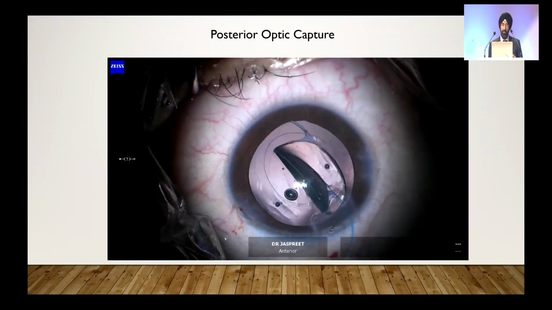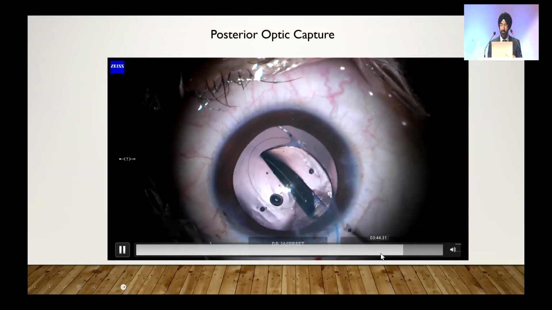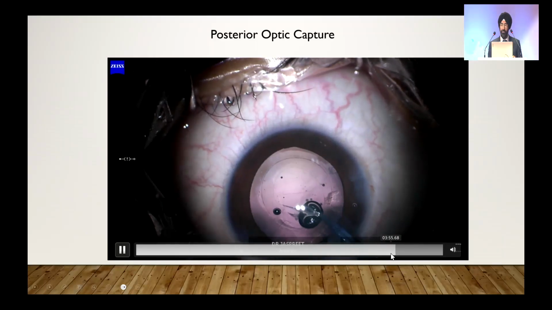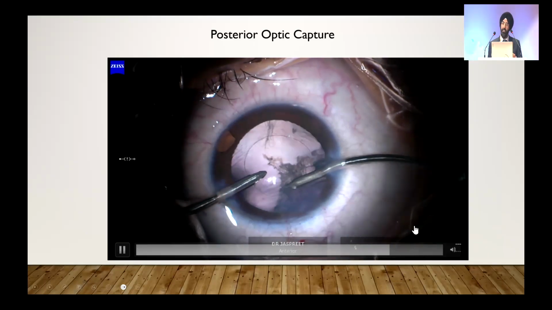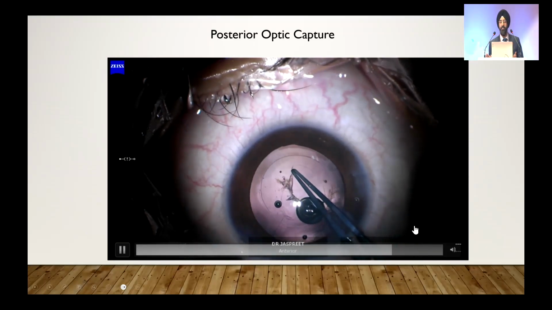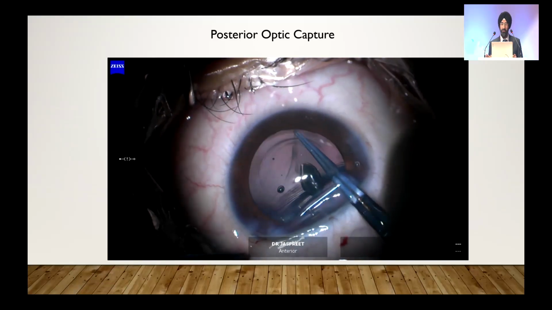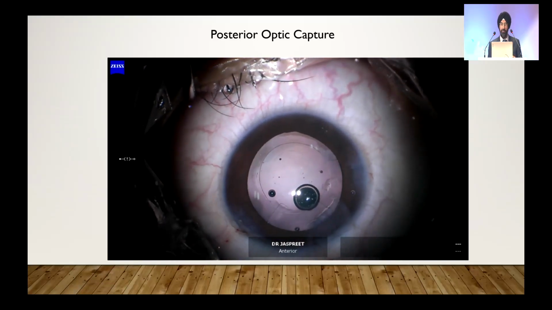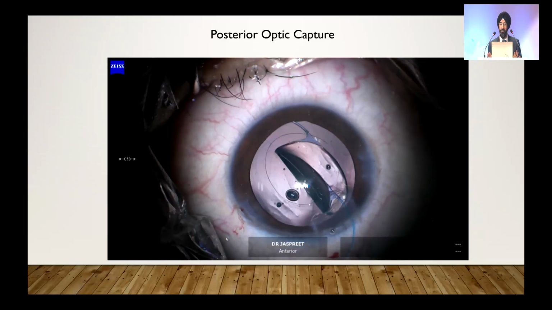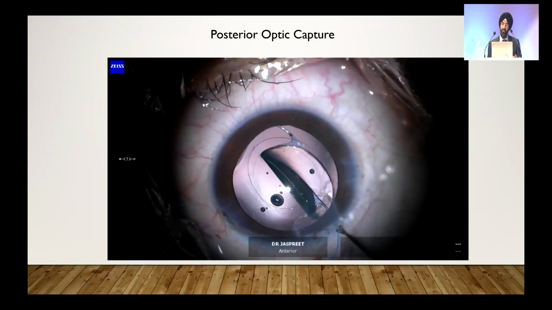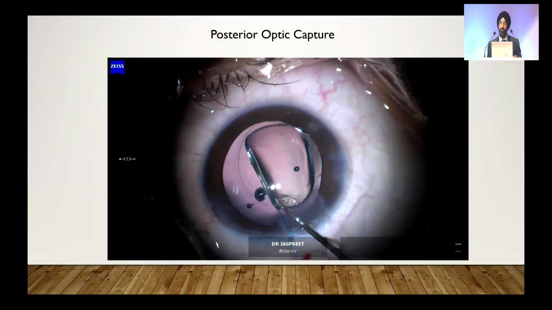So the posterior capsulotomy has to be larger, as you would do in a routine case of IOL implantation when you're intending to put it in the bag. If you see here, it's a large posterior capsular rhexis. We haven't done an anterior vitrectomy here because we're going to place the IOL optic in the Berger's space.